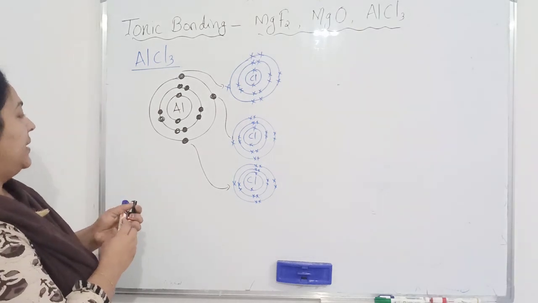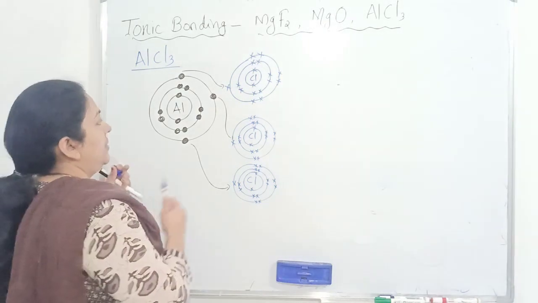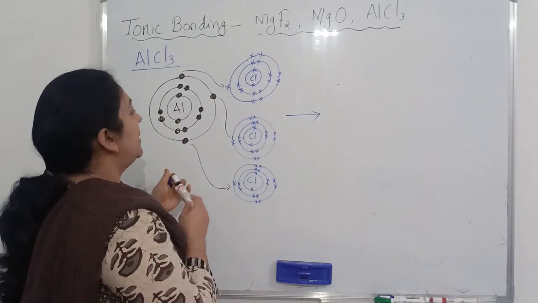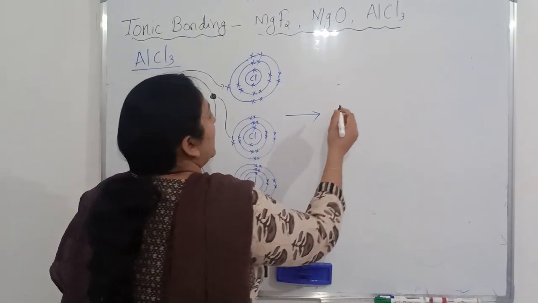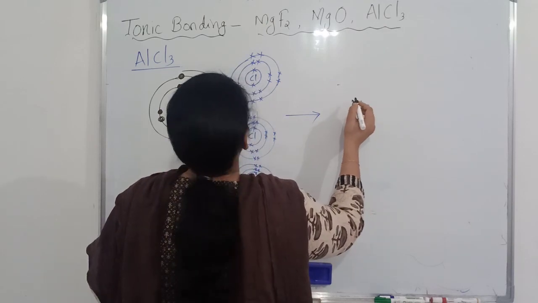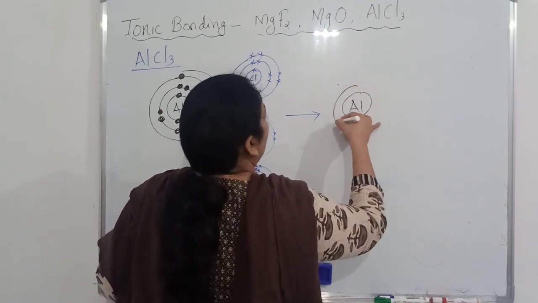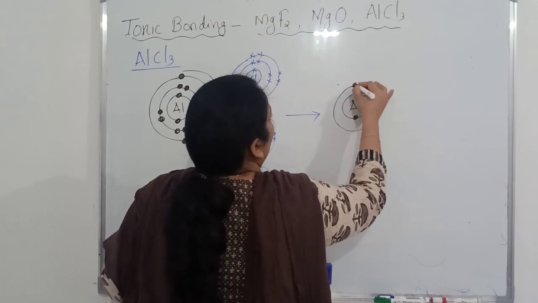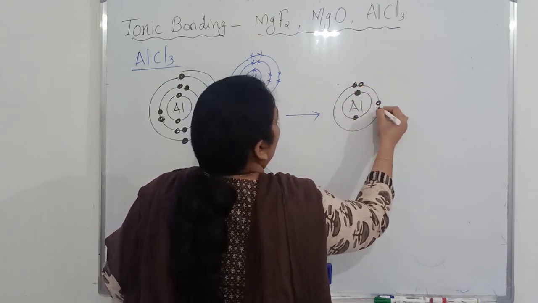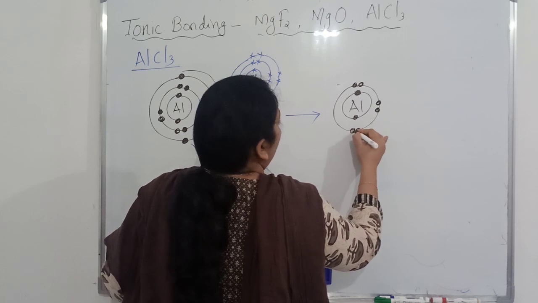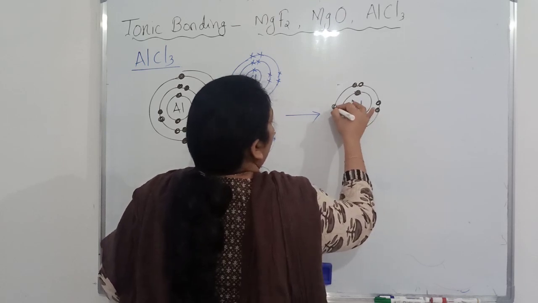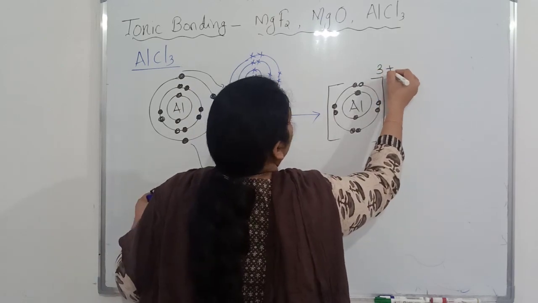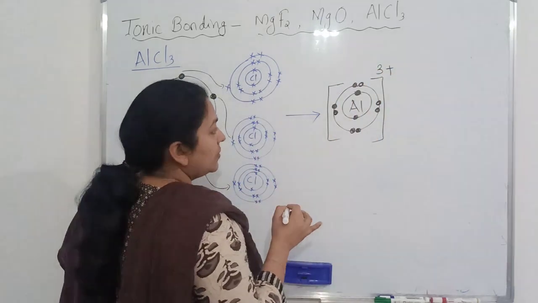So what happened? Here aluminium became a 3 positively charged ion, right? So aluminium 2, 8 only now, and got 3 positive as it loses 3 electrons.